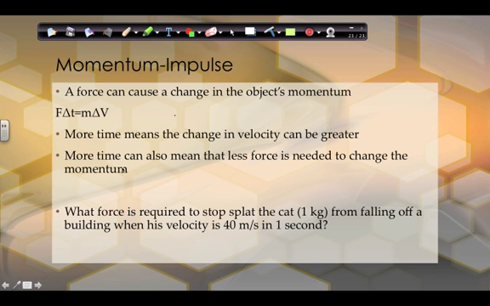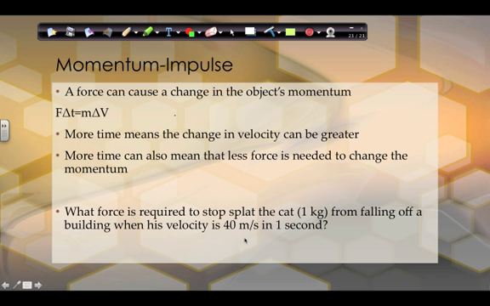If you also have more time interacting with this object, this means that less force might be needed to change the momentum. So if you have a car and you drive it through a bale of hay, well, the hay will slow down the car, so that way the force necessary to stop it can be less.